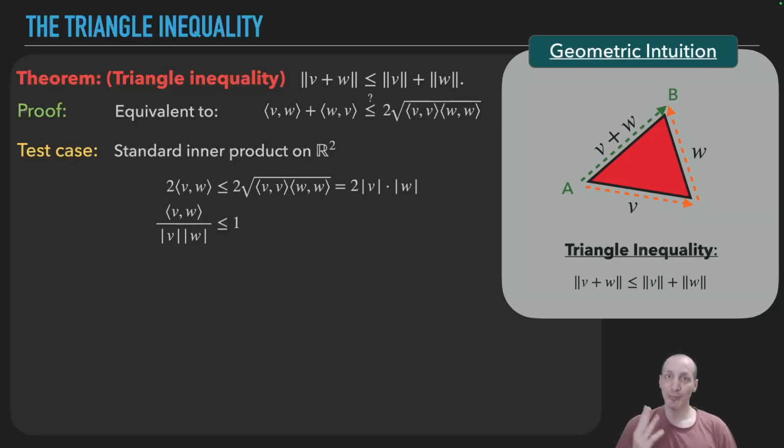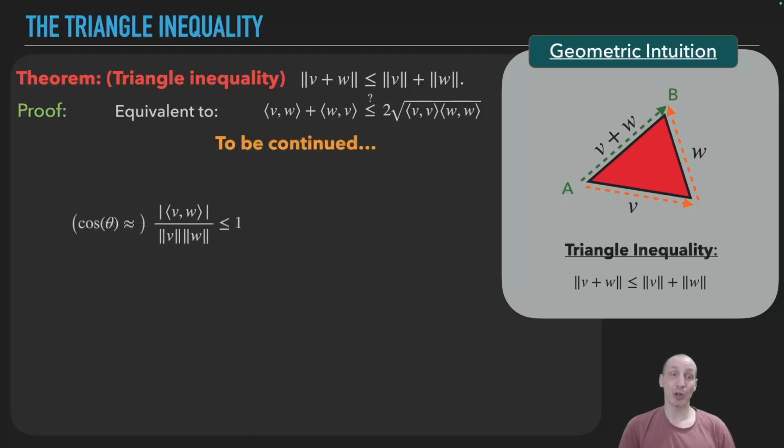Now we are already familiar with this expression. In the plane, this is just the cosine of theta, where theta is the angle between V and W, and we know that cosine of theta is at most 1. So this is great, because we have a little bit of intuition. We know that this is true, and if we can manage to understand it well enough, and somehow write the proof using only the notation of the scalar product, then maybe we can extend this proof to a general inner product space. So this is our goal right now.